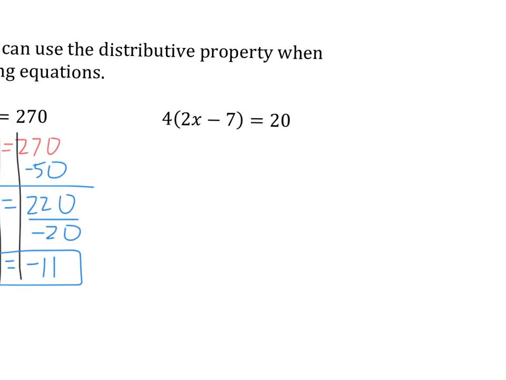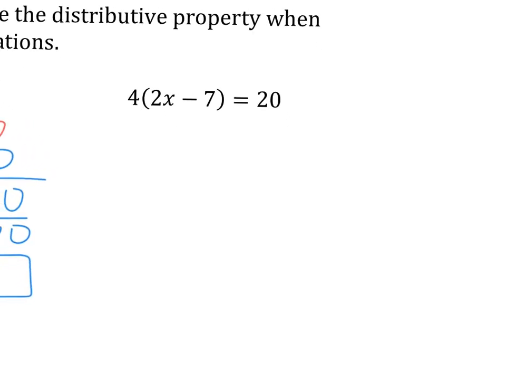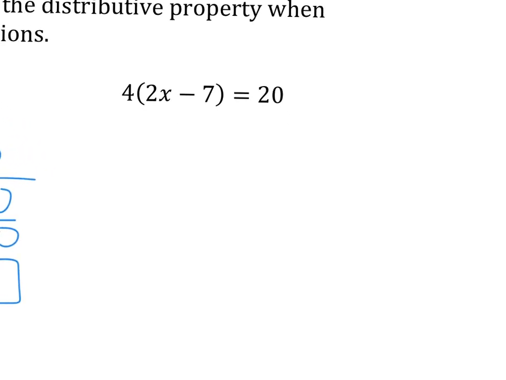Okay, let's look at our next example then. Here I have 4 times 2x minus 7 is equal to 20. I will do the same thing. I will distribute that 4 to my 2x and my negative 7. So I'll take 4 times 2x, that gives me 8x. And then 4 times a negative 7 gives me negative 28. So I'm subtracting 28, and then that is going to be equal to 20.